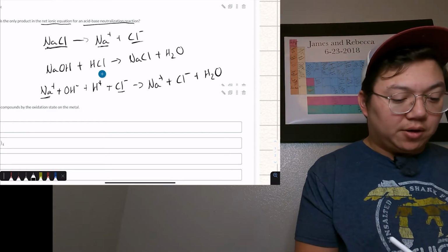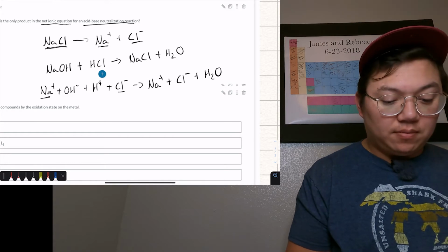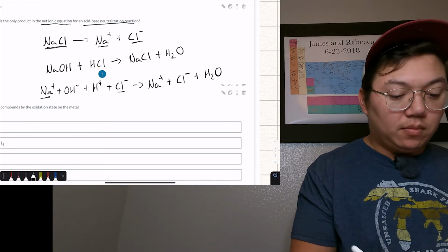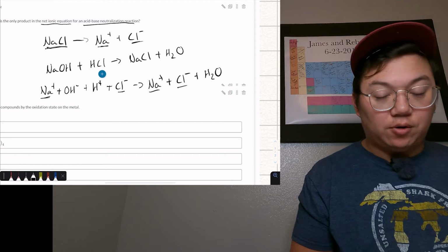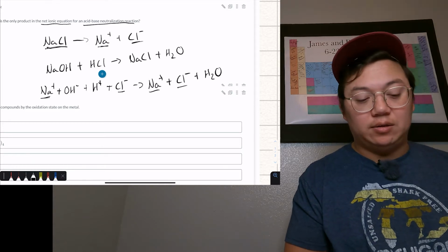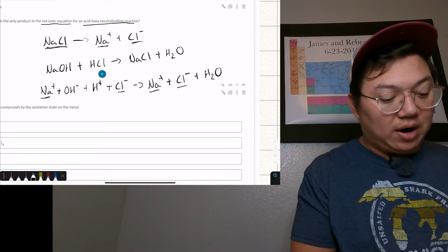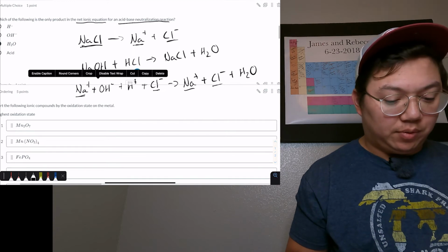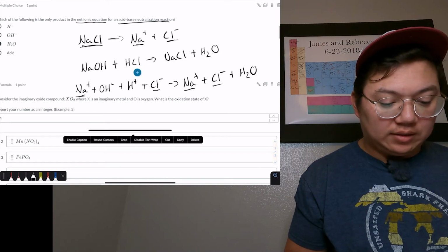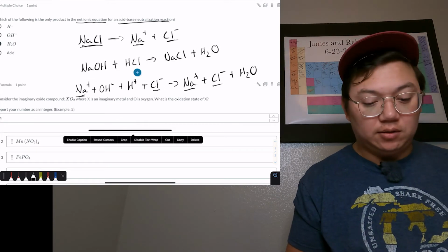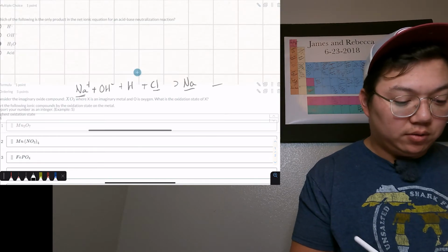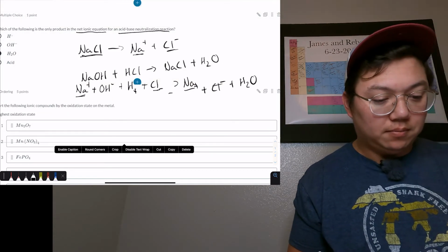So in our net ionic equation, we cancel out all of the ions on the left and right that match. So it's like subtracting both, or in this example, it's like subtracting sodium from both sides. So sodium's, hold on.